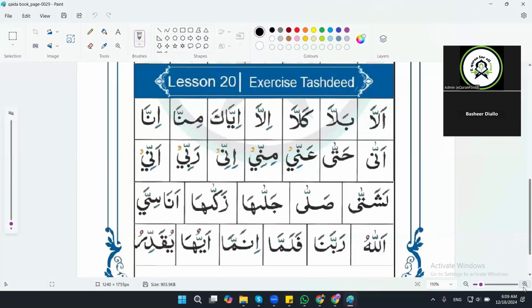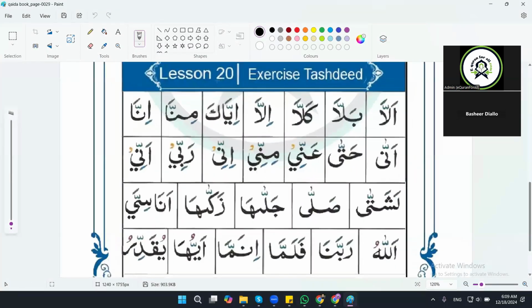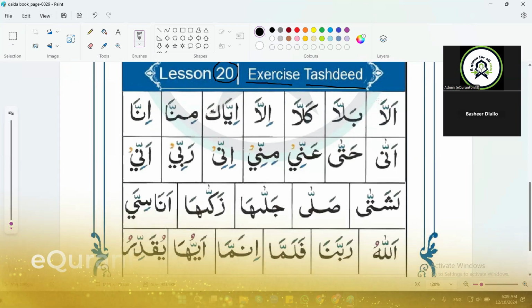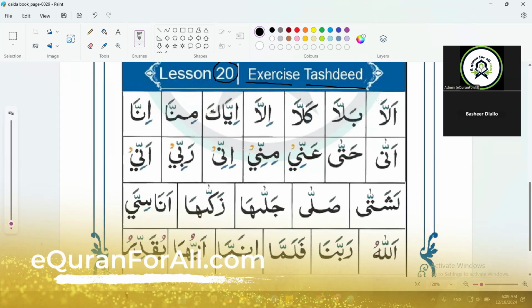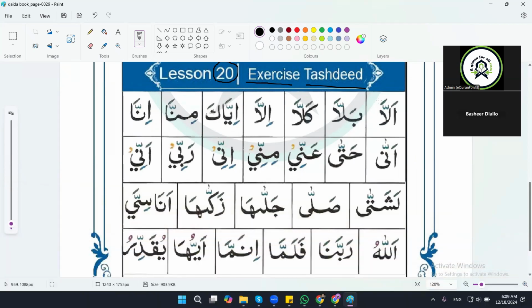Okay, so today we have lesson number 20 and it is about exercise Tashdeed. This is the same sign which we have learned in the previous lesson. We just need to do more practice for that sign, so that's why we have another lesson for that.